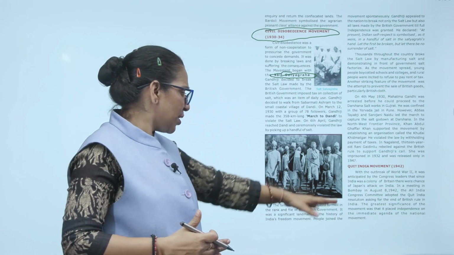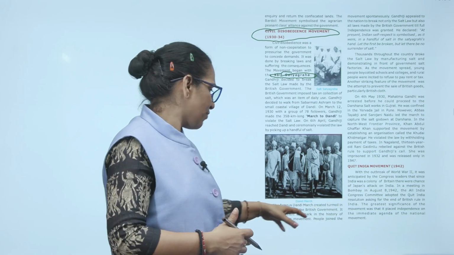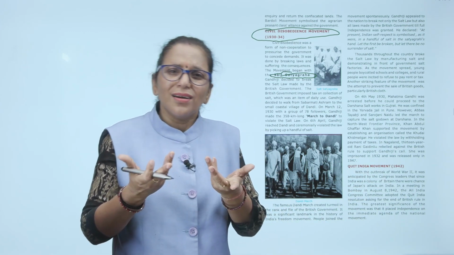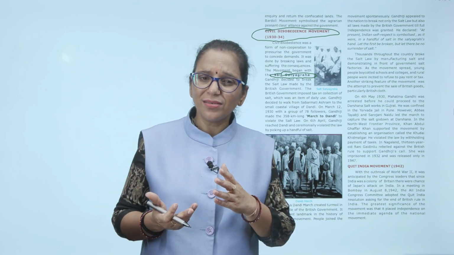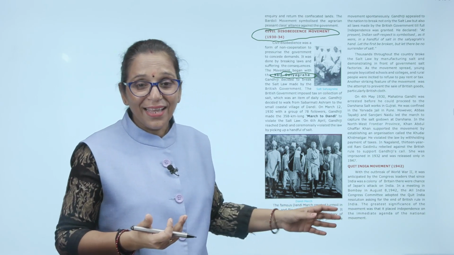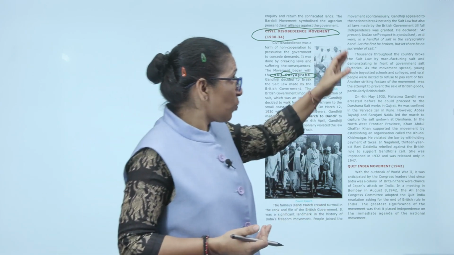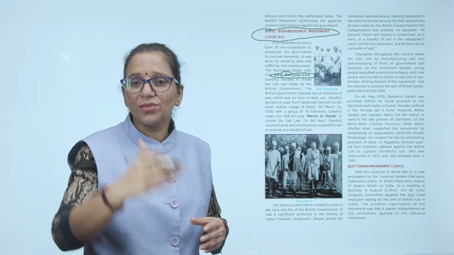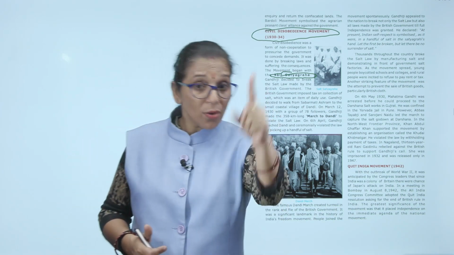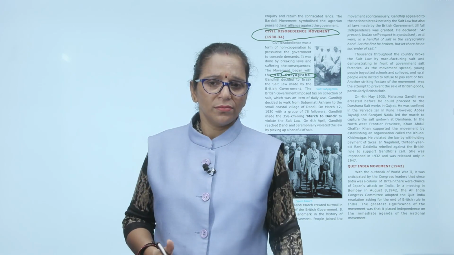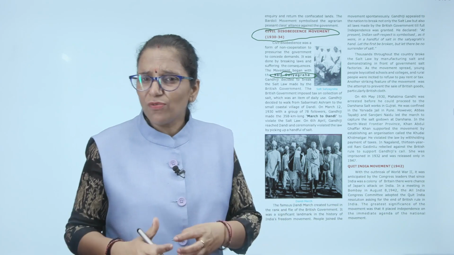The famous Dandi March created turmoil in the rank and file of the British government. What happened? The British took Gandhiji as a simple person, a very weak, thin person who could not walk 358 kilometers, but he did it. It was a significant landmark in the history of India's freedom movement. People joined the movement spontaneously. Wherever Gandhiji roamed, people from that area joined the salt march. Gandhiji appealed to the nation to break not only the salt law, but all those laws which were not in favor of Indians.